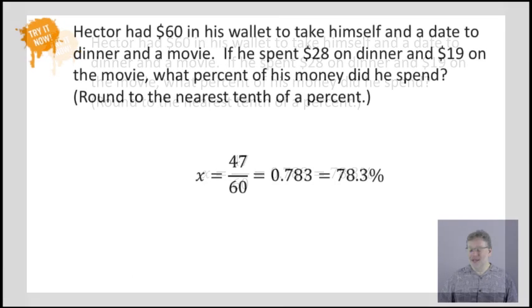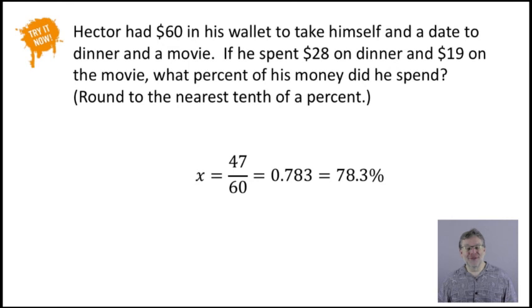Welcome back. Well, here's a problem in which you might first ask the question, where did you get the 47 from? That's $28 spent on dinner, added to $19 spent on the movie for a total of $47. That's $47 being spent out of the total in his wallet, which is $60. We're trying to find the percent. We're trying to find the rate, which is 47 divided by 60, or 0.783, which is 78.3%.